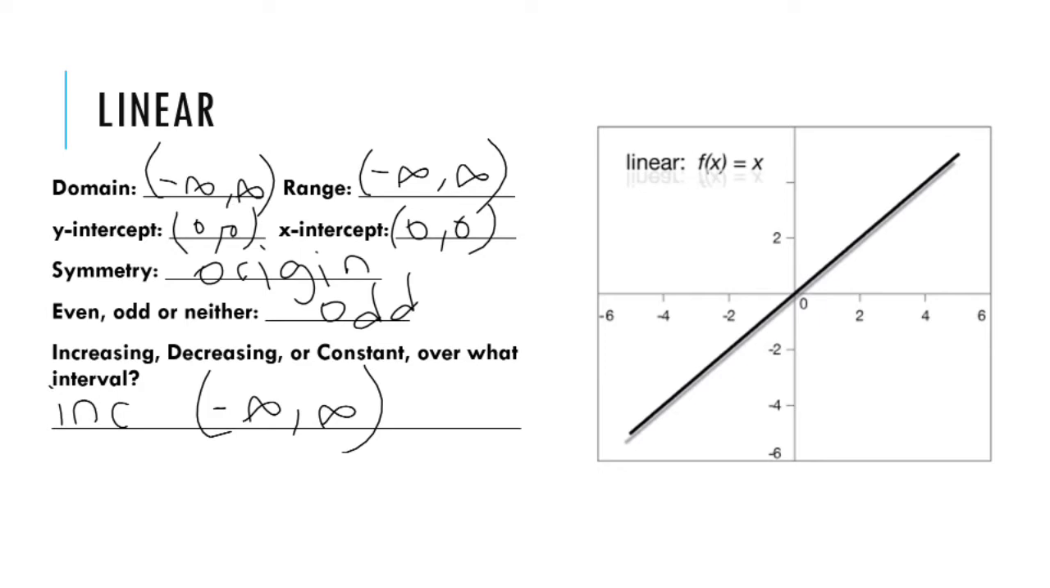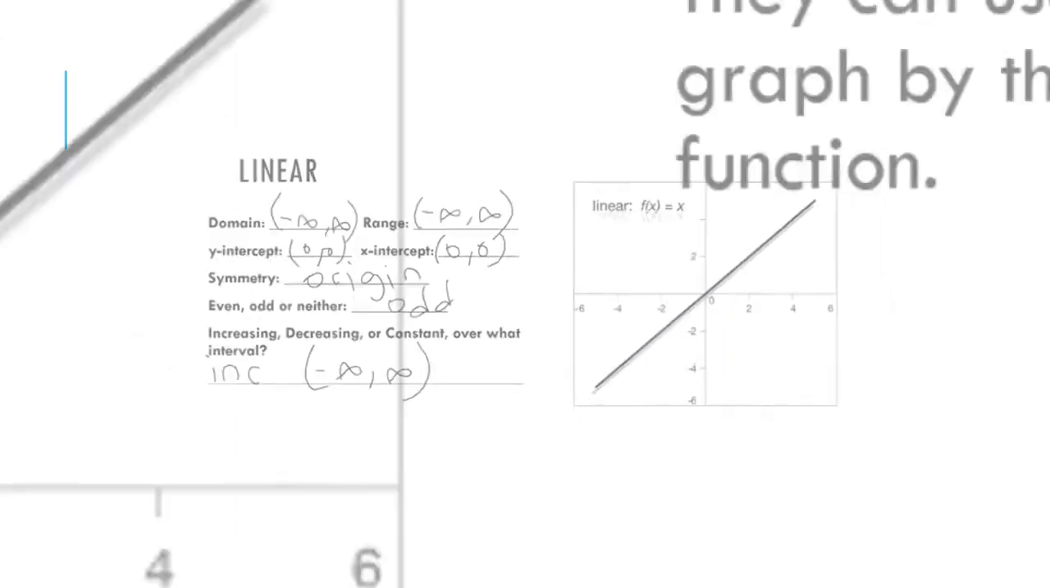The domain is all real numbers. The x and y intercept are 0, 0. It's an odd function, so it's symmetric according to the origin, and it increases over the interval negative infinity to infinity, over the entire x-axis.